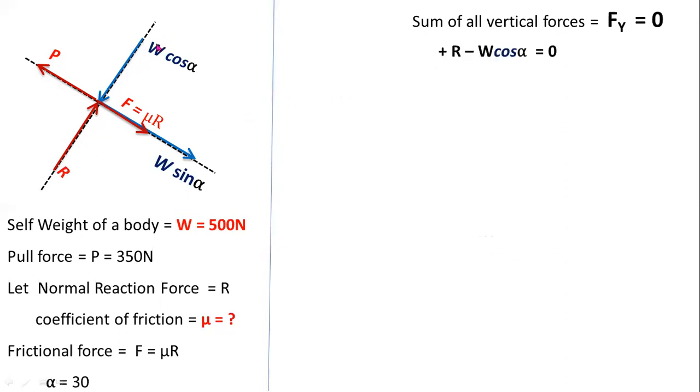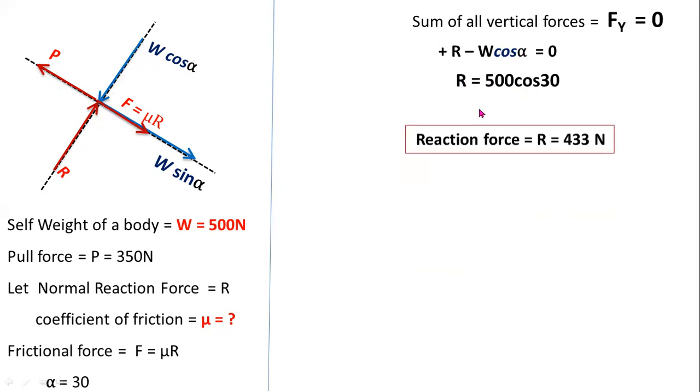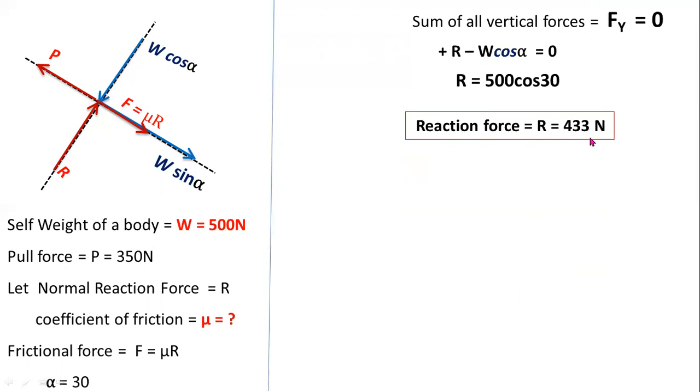Here W cos alpha and capital R, these two are the forces normal to the plane. For downward direction you have to consider minus sign, for upward direction you have to consider positive sign. So plus R minus W cos alpha equal to 0. From this equation R equal to 500 cos 30. So reaction force R equal to 433 newtons. After getting the reaction force R, you have to determine the value of mu.